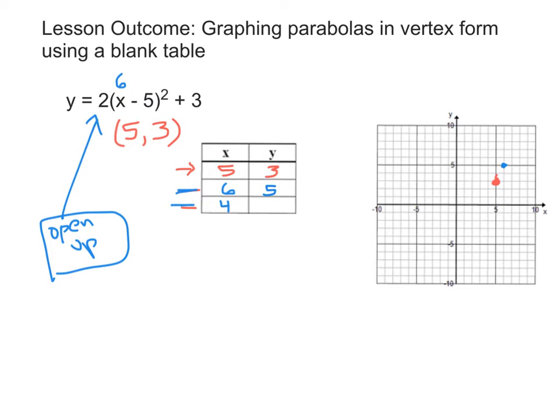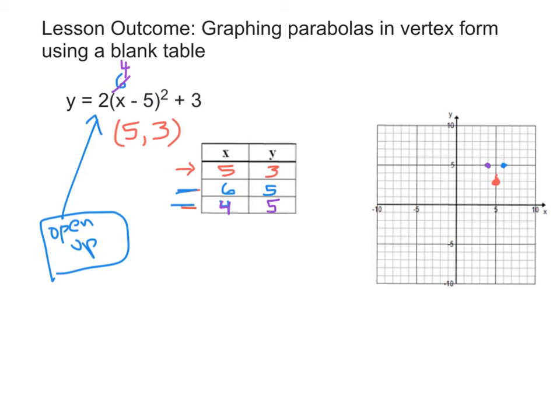All right. And we can put another value in, let's say 4. Maybe I'll make that one purple here. So what if I put a 4 in instead of the 6? Well, 4 minus 5 is negative 1. And negative 1 squared is negative 1 times negative 1, which is positive 1. Times 2 is 2, and then 2 plus 3 is 5. So we got 5 again. So if I plot the point 4, 5, it's right here.